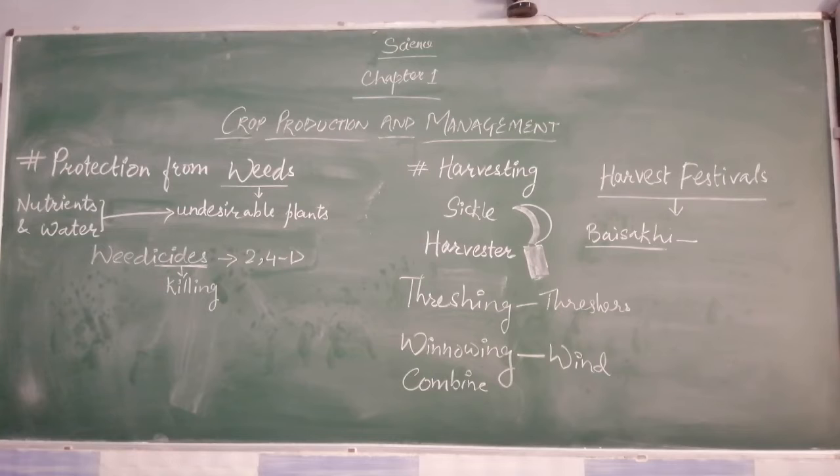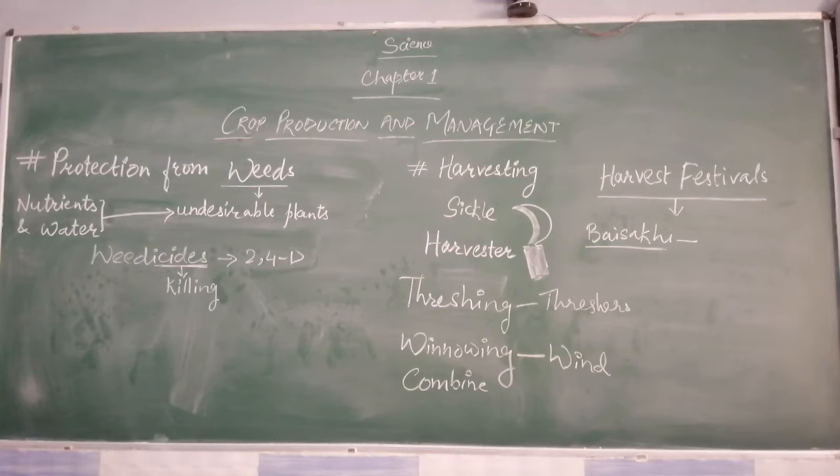The next topic is harvesting. Harvesting is the simple method by which we cut the crops. So simply we can define harvesting as the cutting of the crop after it is matured.